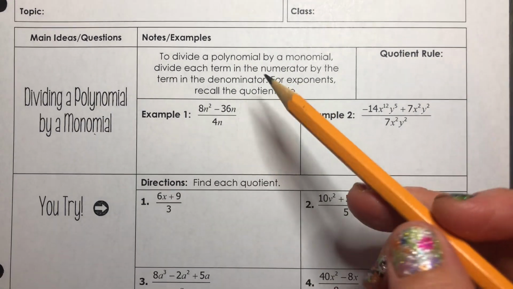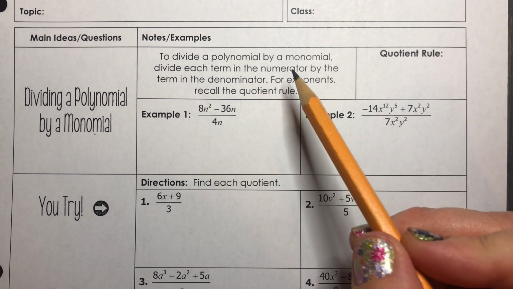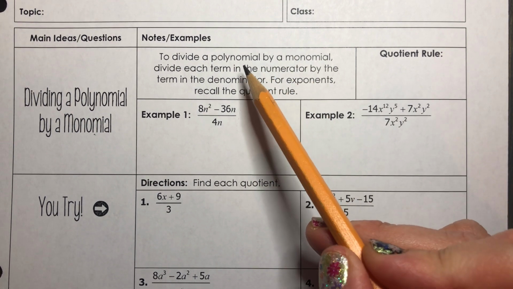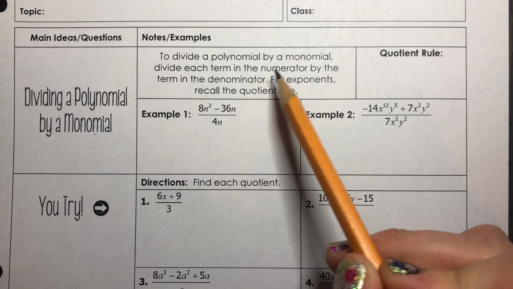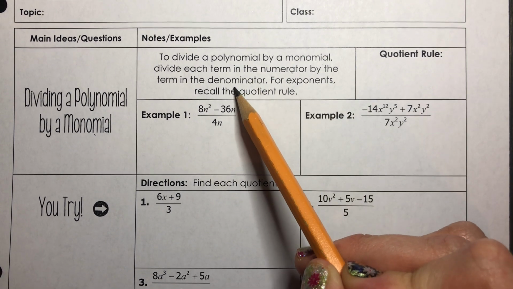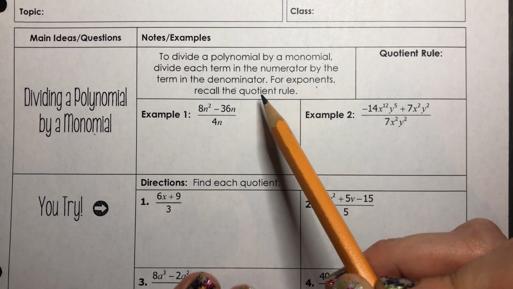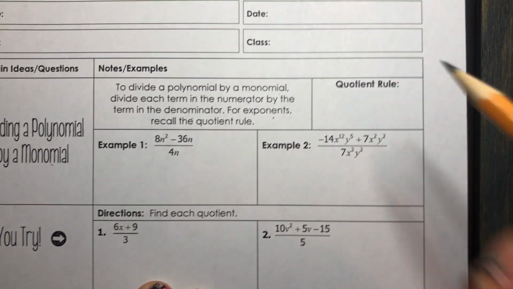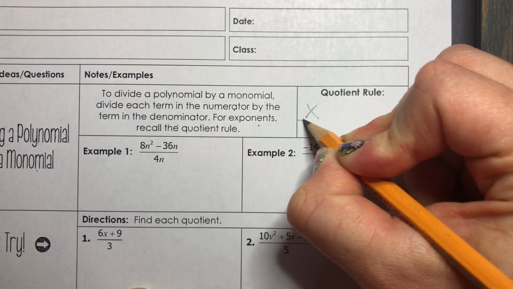The sentence that I need you to copy down is what we're doing when we're dividing with polynomials. Dividing a polynomial by a monomial is basically dividing everything in the numerator by the term in the denominator. And for exponents, you have to use the quotient rule. This is something a little different. Now you have to have the same base, all right? You have to be working with the same letters.